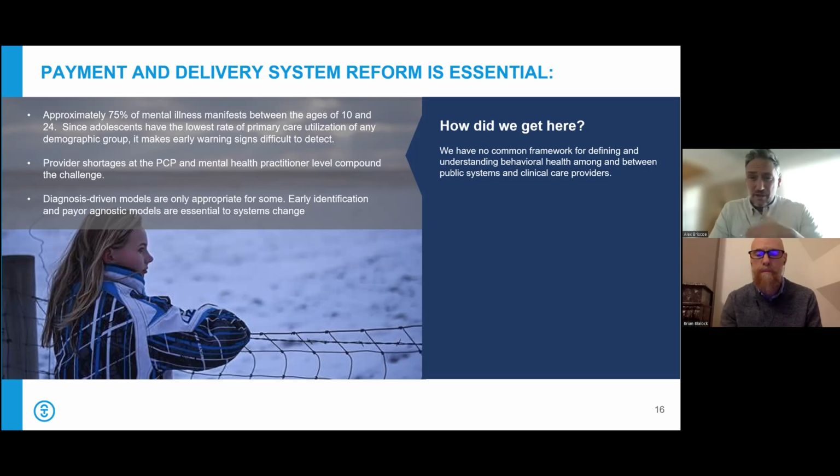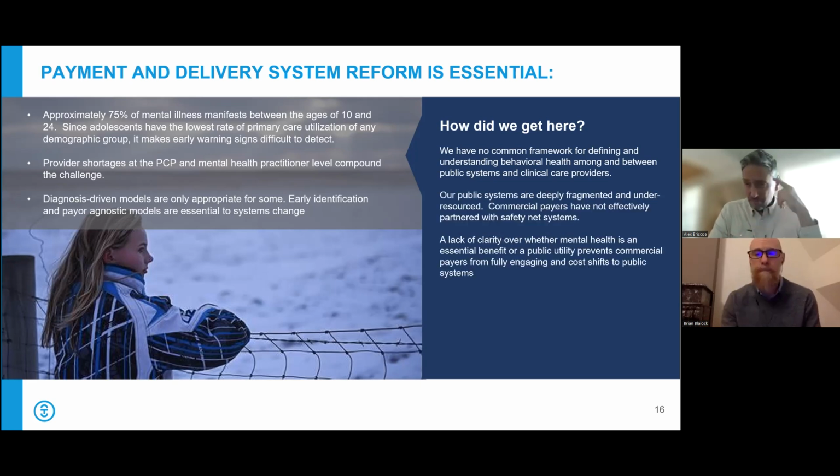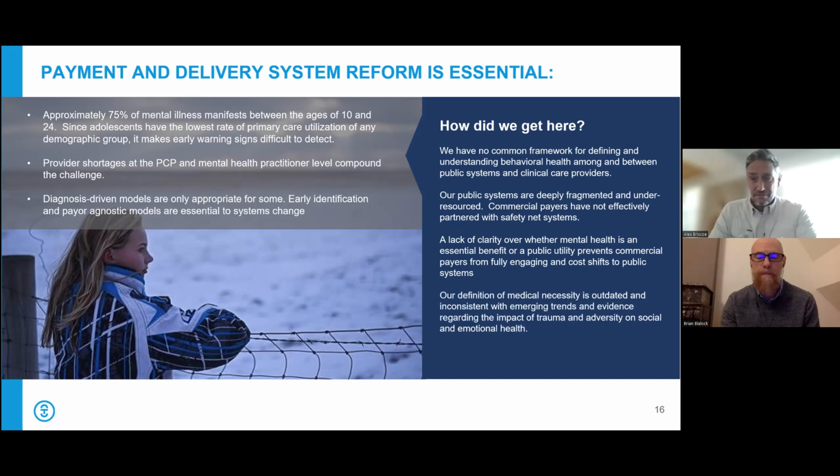How did we get here? We don't have a common framework. Our public systems are fragmented. You all know this, you live in it. And we haven't even fully clarified if mental health is an essential benefit in a health plan or a public health utility. And finally, and most importantly, our definition of medical necessity, meaning what qualifies you for care, is outdated.